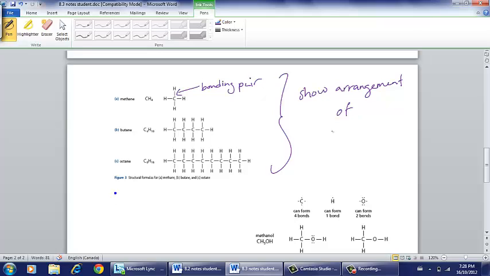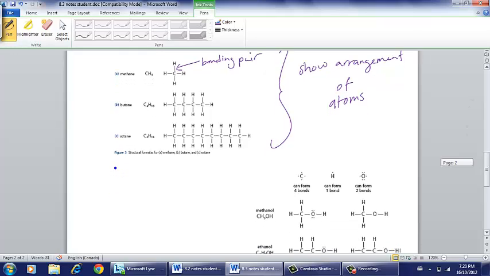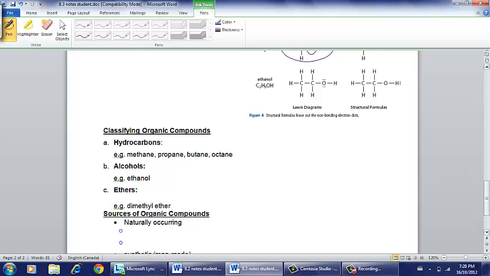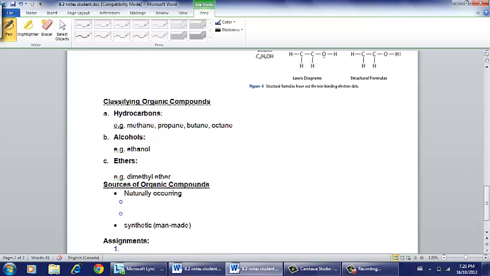If it was an ite ion, like chlorite, so HClO2, same down here. So you would drop the hydrogen from the name, and this time you change ite to us. So this becomes chlorous acid.